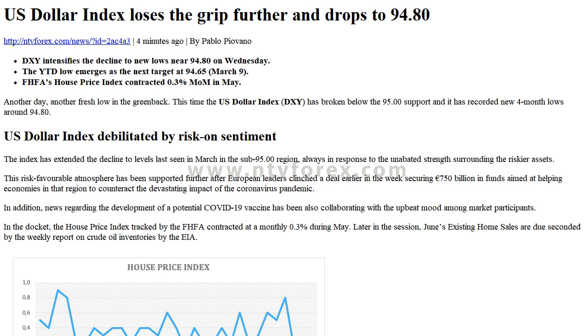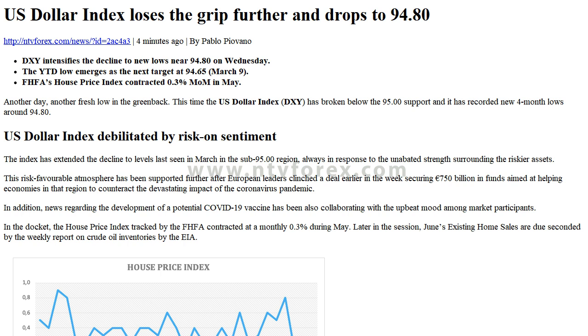FHFA's House Price Index contracted 0.3% MOM in May. Another day, another fresh low in the greenback. This time the US dollar index DXY has broken below the 95.00 support and it has recorded new 4-month lows around 94.80. US dollar index debilitated by risk-on sentiment.